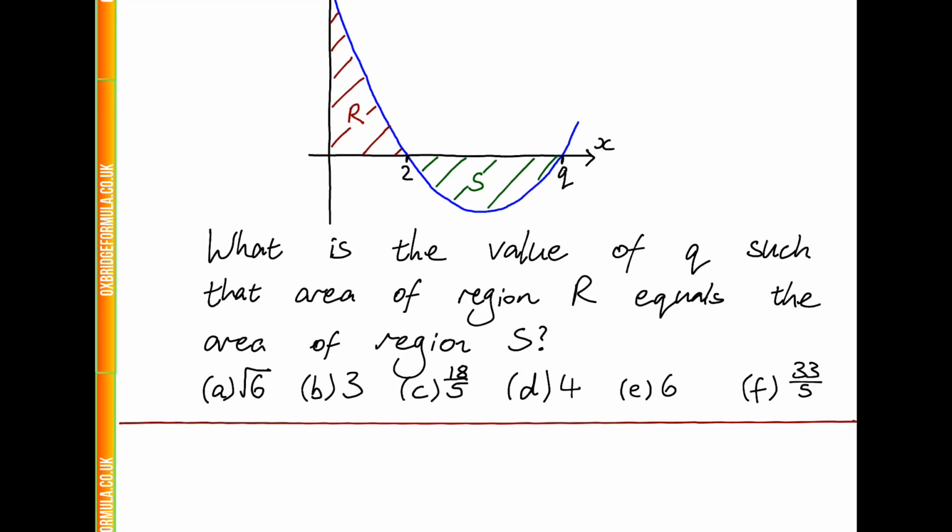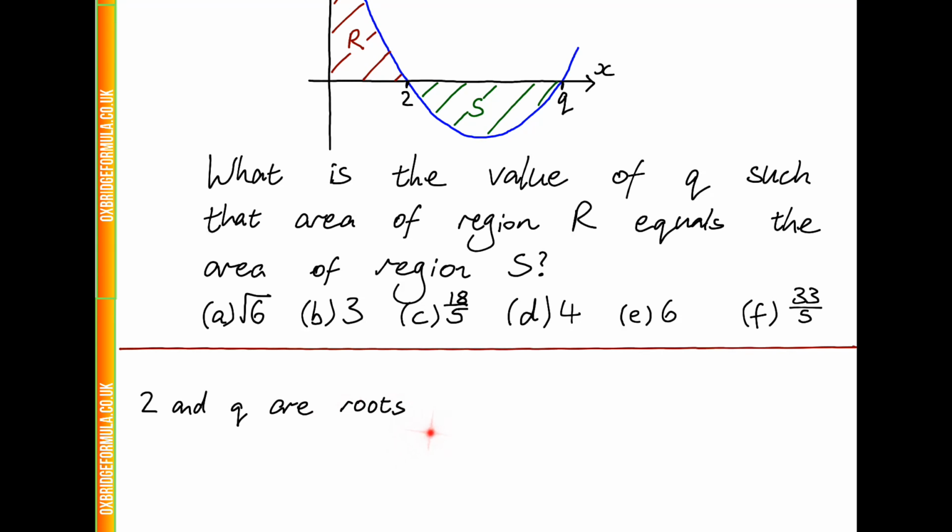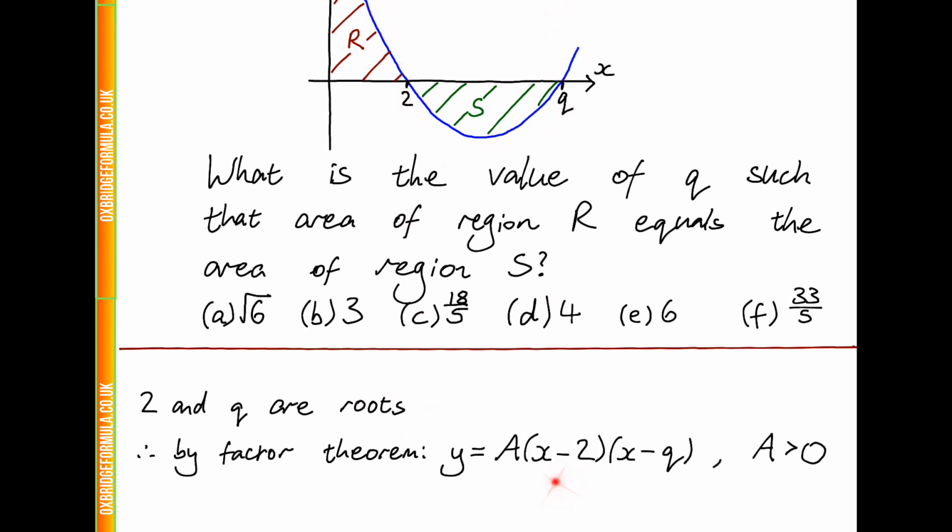Let's start by reminding ourselves that we're told the function goes through (2, 0) and (q, 0), which tells us that 2 and q are roots. Using this information, can we find an equation for the function? Well, we can apply the factor theorem and use the fact that we can see this parabola is V-shaped to see that the function must have factors (x minus 2) and (x minus q), and the coefficient of x squared must be positive. So we'll just call it a, where a is some real number strictly greater than 0. So this is the equation of the curve.